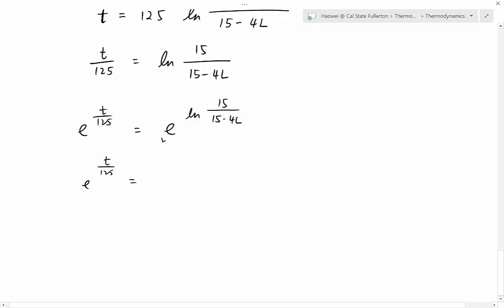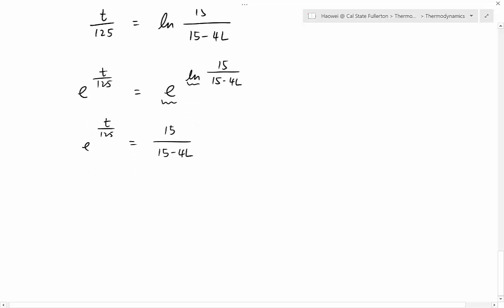Right hand side, exponential function natural log, they cancel each other. So what is left is 15 over 15 minus 4L. So now everything is very easy. You just perform algebra and move L alone to the left hand side. So right hand side becomes 15 over 4 times 1 minus exponential function with the index of negative 0.008 times t. That's it. That's our solution. The height of the liquid L as a function of time.